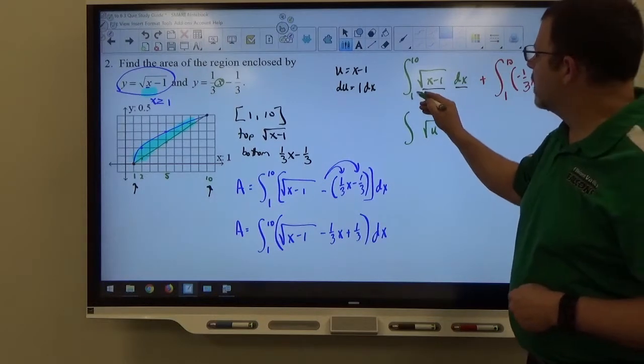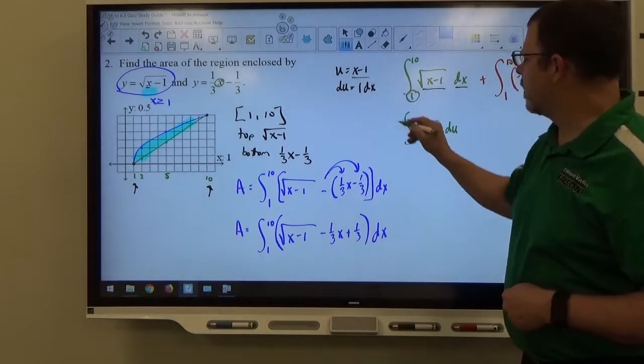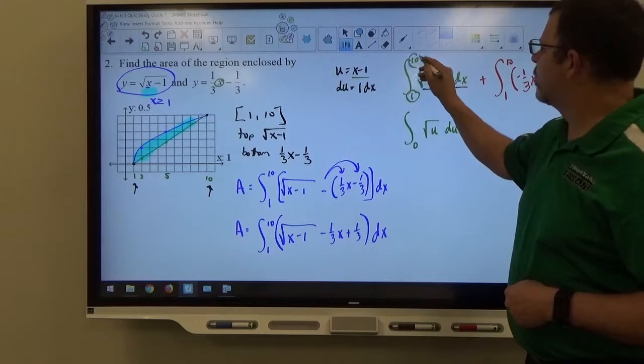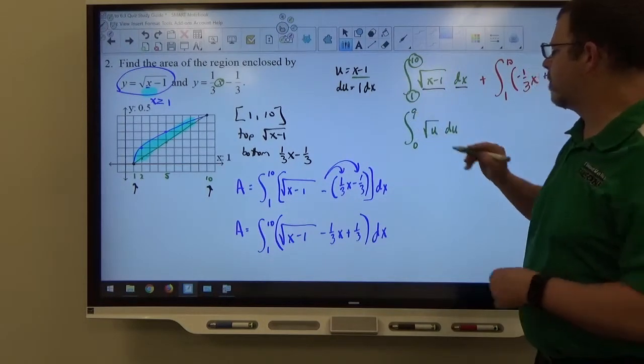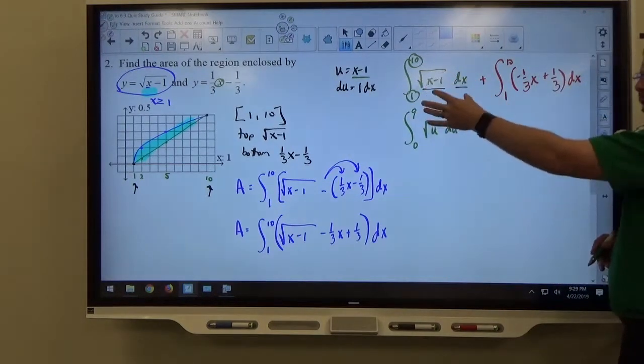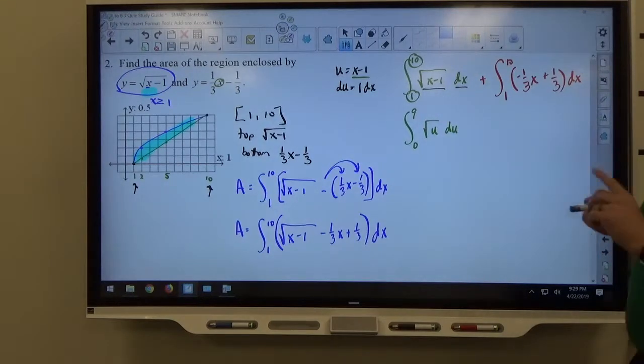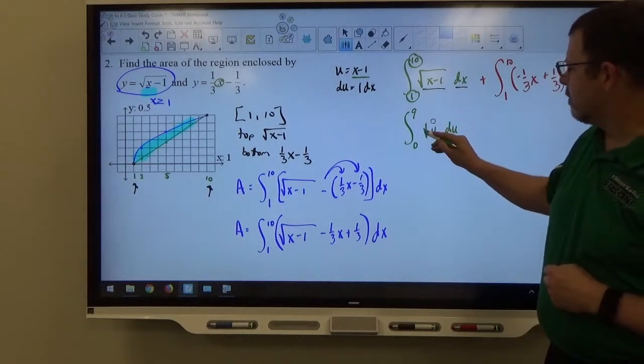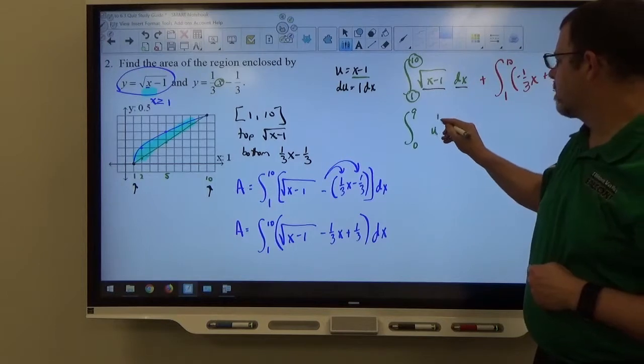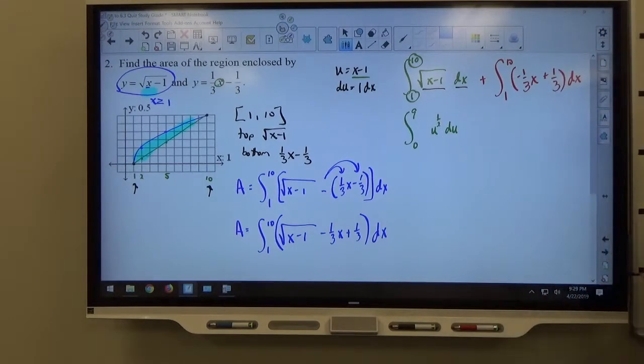So if x equals 1, 1 minus 1 is 0. If x equals 10, 10 minus 1 is 9. So we can make a whole new integral out of that piece in a friendlier structure. And even better than that, square root of u is the same as u to the half power. Since we're integrating, a half power structure is better than a radical structure.